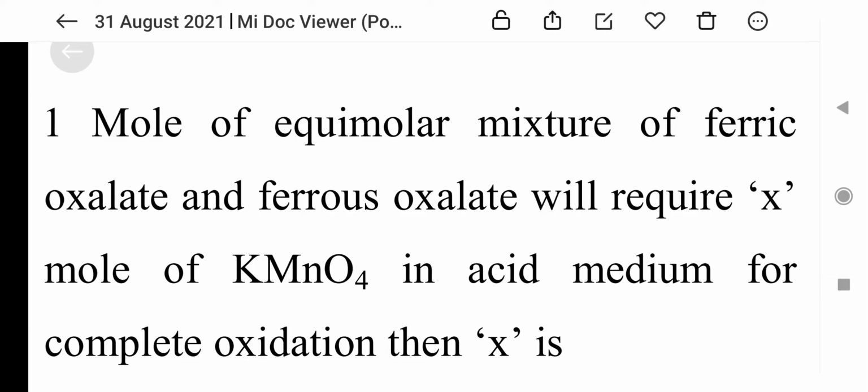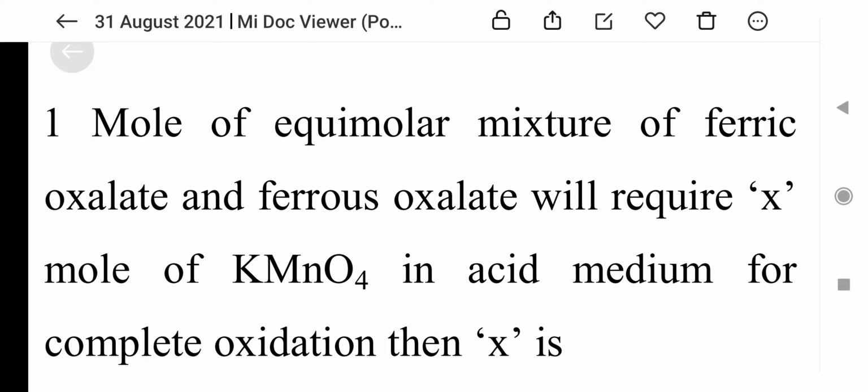1 mole of equimolar mixture of ferric oxalate and ferrous oxalate will require X mole of KMnO4 in acid medium. So what is X? First you should know what is the formula of ferric oxalate and what is the formula of ferrous oxalate.